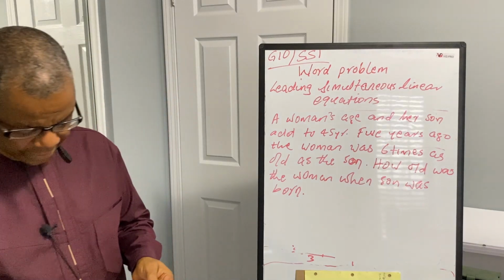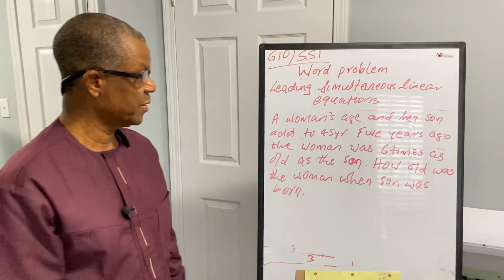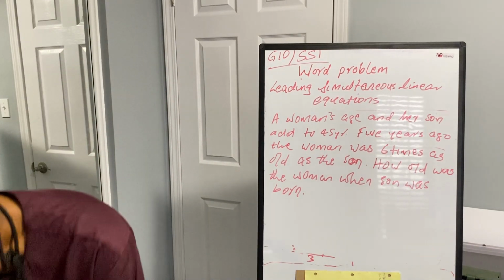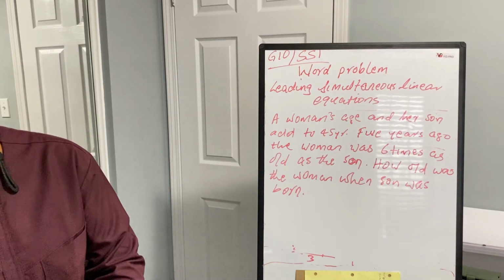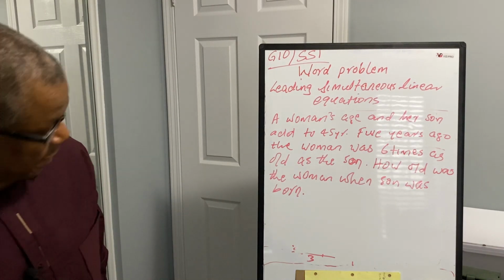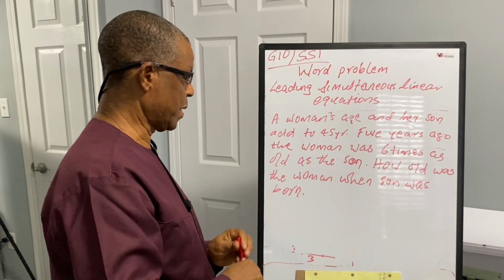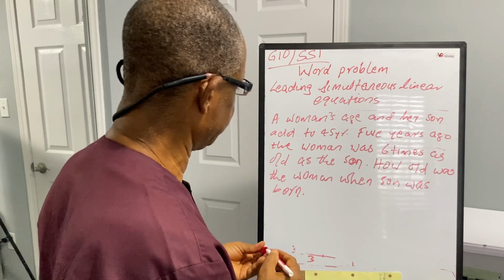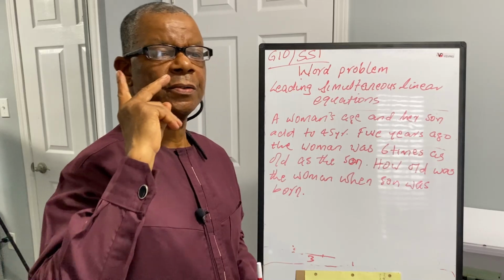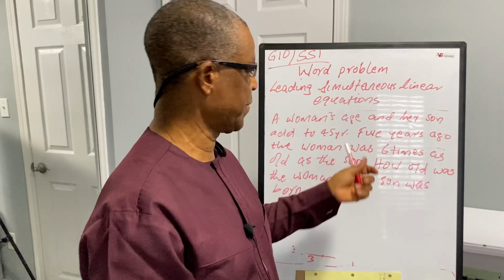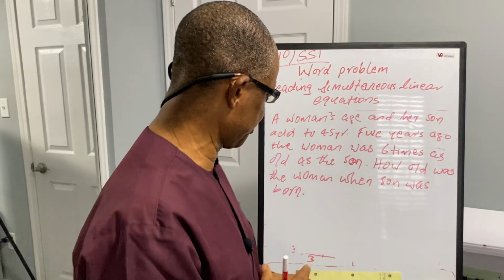The ages of a woman and her son add up to 45 years. And 5 years ago, the woman was 6 times as old as her son. How old was the woman when the son was born? We now derive 2 linear equations from this, and then solve by whatever method you so wish.